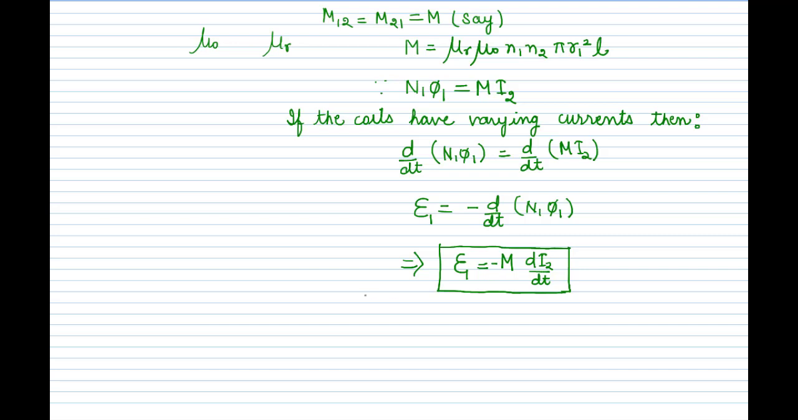So we can say that the induced EMF depends on the rate of change of current and the mutual inductance of the two coils. The induced EMF in coil 1 depends on the rate of change of current in coil S2, and it also depends on the mutual inductance of the two coils. Next we will move to self-inductance.